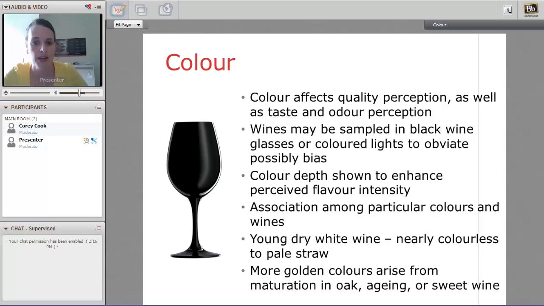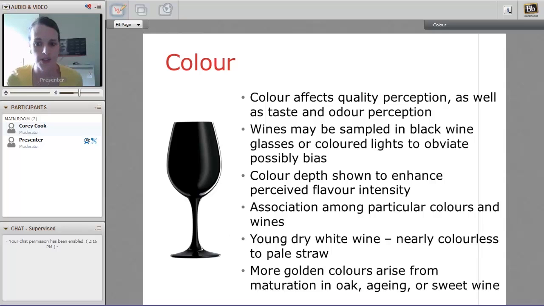Wines can be sampled in black wine glasses or colored lights. If you think that color is going to influence what people think of the wine, and you just want to know what they think of the flavor and the aroma, you'd want to use those black wine glasses. If you want to know what they think of the color, then obviously not. You'd need to use clear glasses. Color depth has been shown to enhance our perceived flavor intensity. They found that the darker colored flavor solutions were associated with more intense flavors. So a darker colored red was associated with more intense berries.